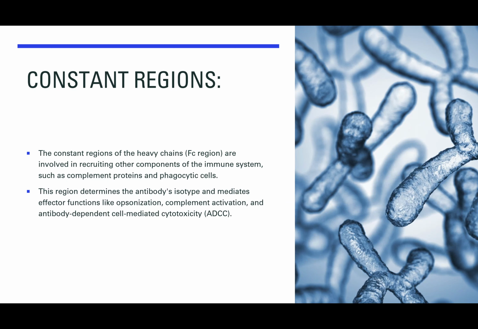And the constant regions themselves don't change. So when we're looking at the different components of the immune system, such as complement proteins and phagocytic cells, the constant regions are present there. So they're involved in components and complements, and we're going to look at complements when we go through phagocytosis and how chemotaxis occurs. So the region determines the antibody's isotype and mediates effector functions. It's generally the constant regions that determine the class.